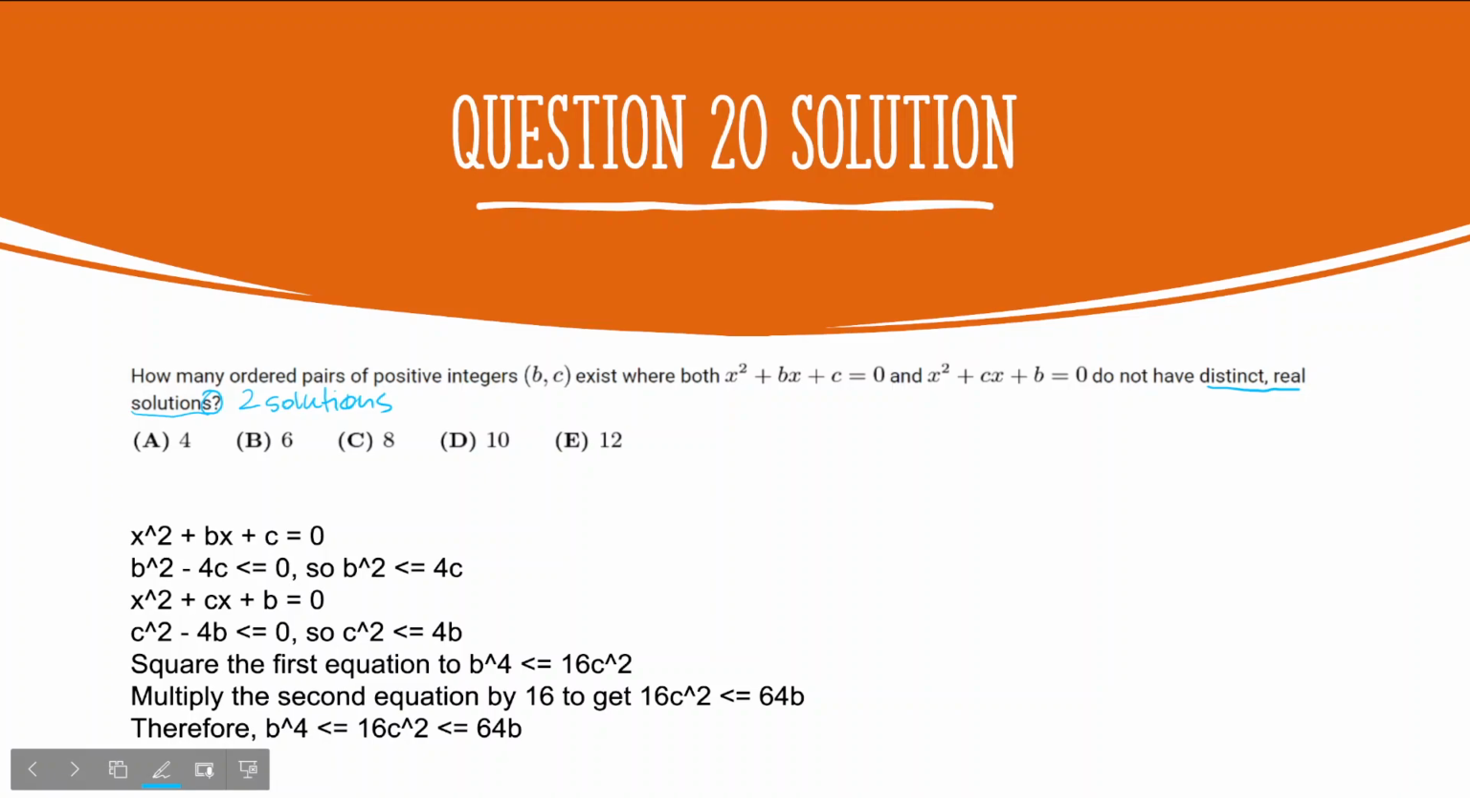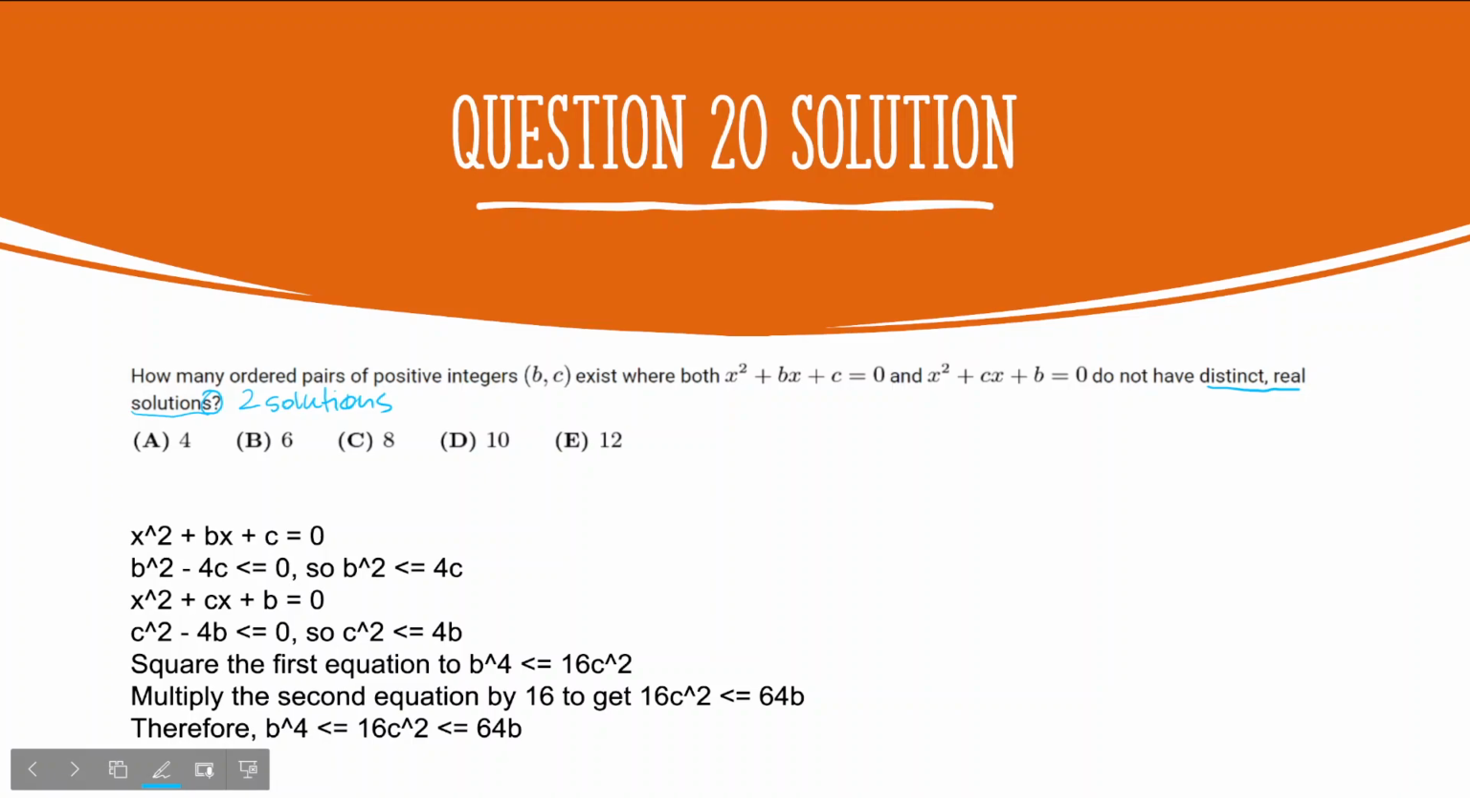Then we have the equation x squared plus cx plus b equals 0. So c squared minus 4b is less than or equal to 0, so c squared is less than or equal to 4b. We want the 4c to somehow be related to the c squared. We want the c term to become a c squared term, but we don't want a c term on the left side of this inequality. So we square it to get b to the 4th is less than or equal to 16c squared.